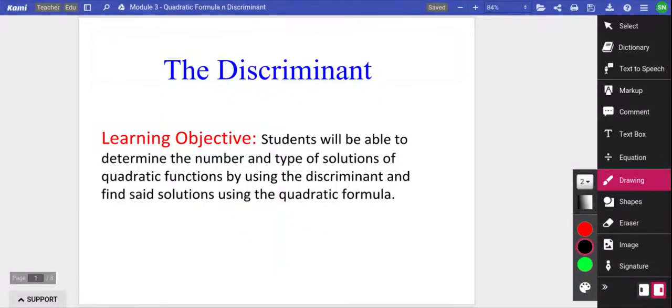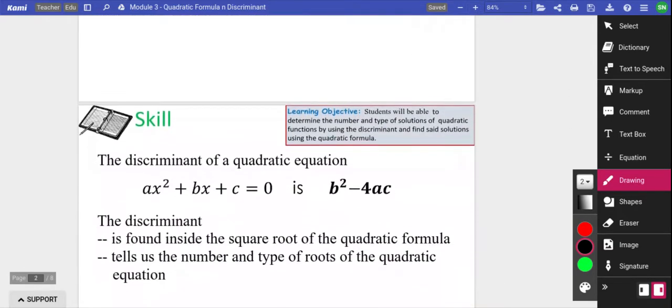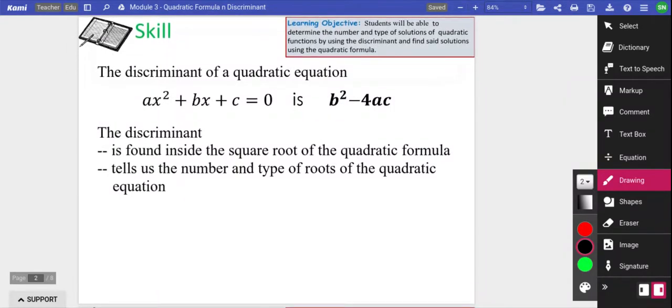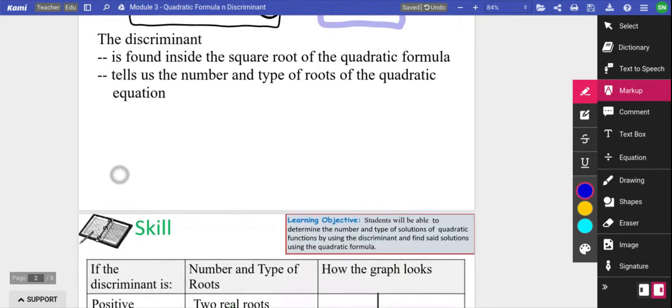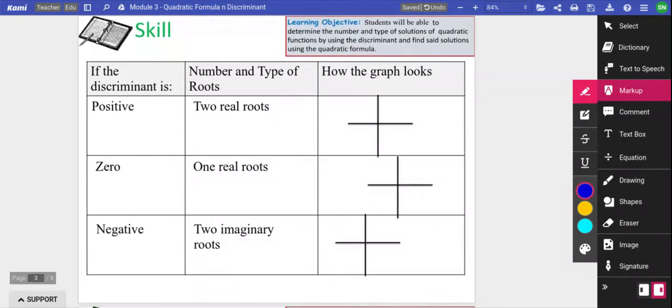Hello, in this video we will be finding the discriminant and using it to determine the type of solutions in quadratic functions. So in order for this to work, we need to have this function with one side being equal to 0. The discriminant is this part. It's part of the quadratic formula, which we'll see later on. This is inside the square root of the quadratic formula and tells us how many and what type of solutions we have. So we have three options.